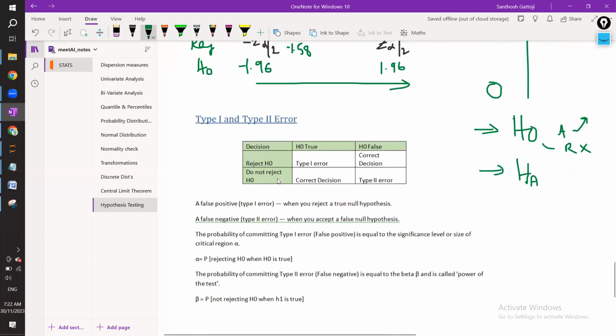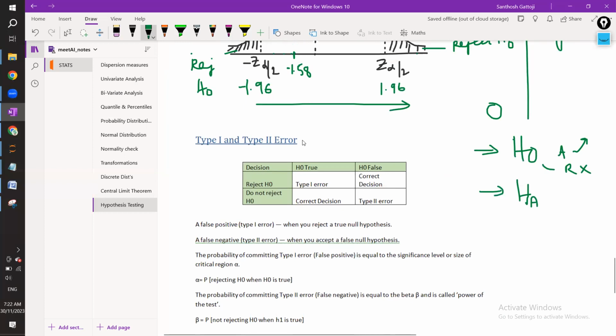Okay. So there are two types of error you can make. What is your decision, and is the actual null hypothesis true or not? If the null hypothesis is true and you reject it, that is one type of error. But first, let's see the perfect scenario. If the null hypothesis is true, and your decision is not to reject it, that is the correct decision.